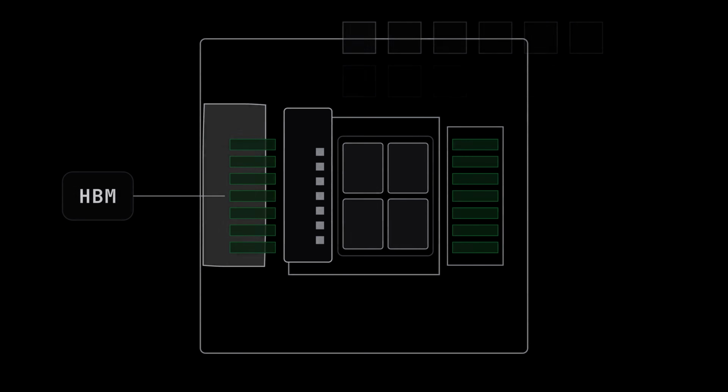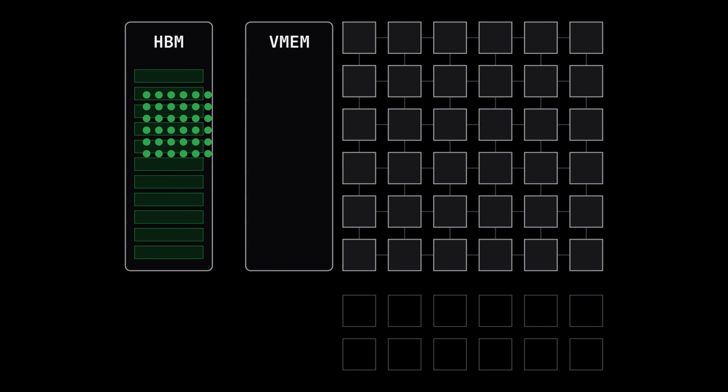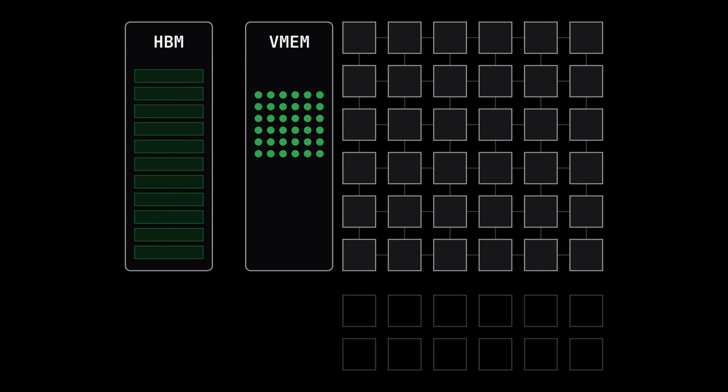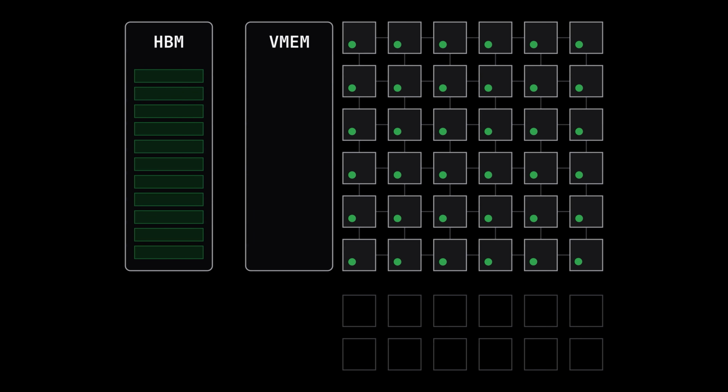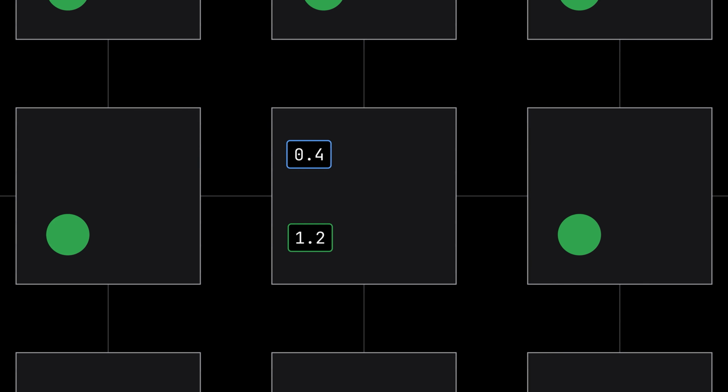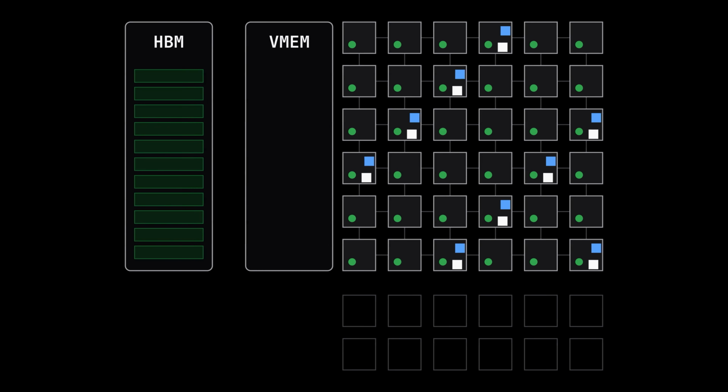Now let's actually run a matrix multiplication on this. First, the weights are copied out of the high bandwidth memory into vmem. Then they're loaded into the array, one number into each unit, and they stay there. Now the input numbers enter from the left edge. On every clock cycle, each number moves one unit to the right. When the number arrives at a unit, it multiplies it by the weight stored inside. Then it takes the number coming down from the unit above, adds it, and passes the total down to the unit below. So the input numbers move right along the rows and the totals move down the columns.